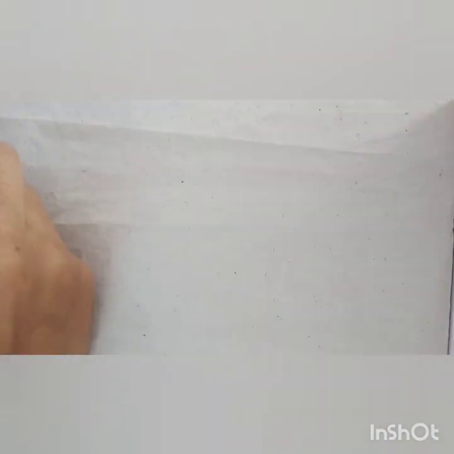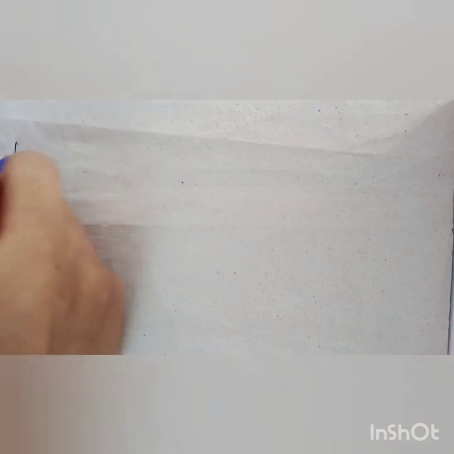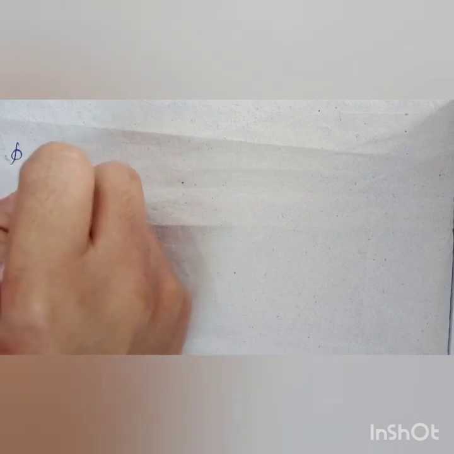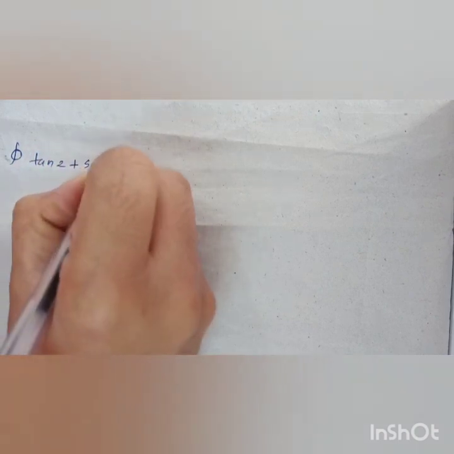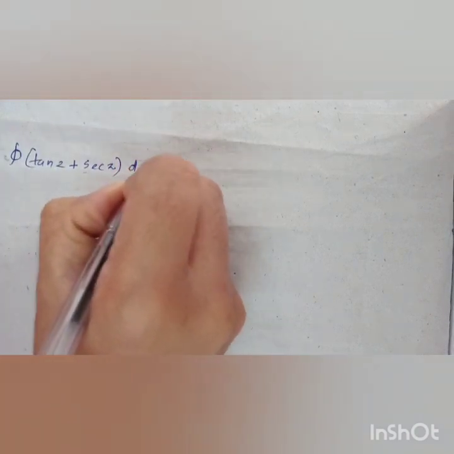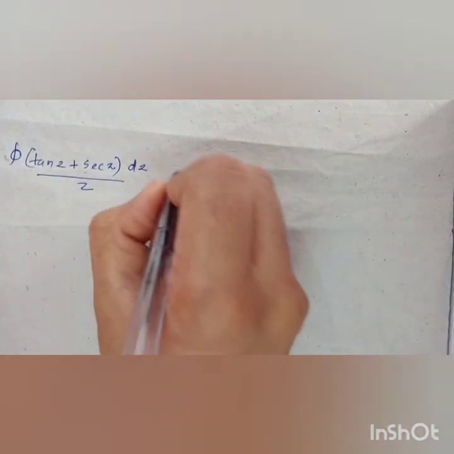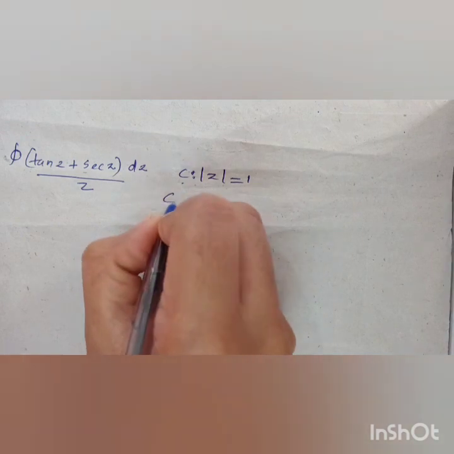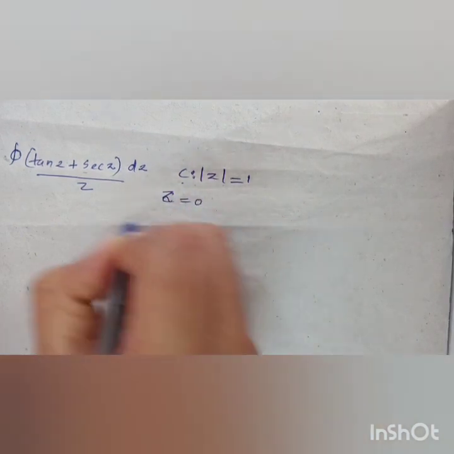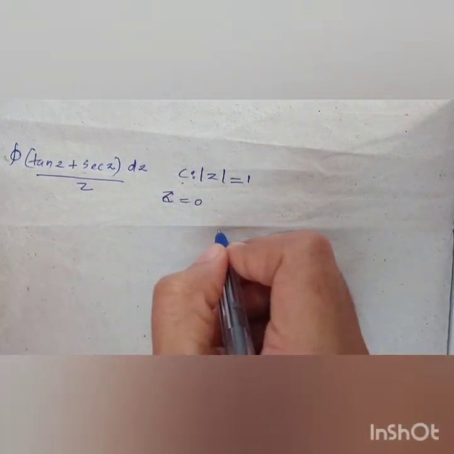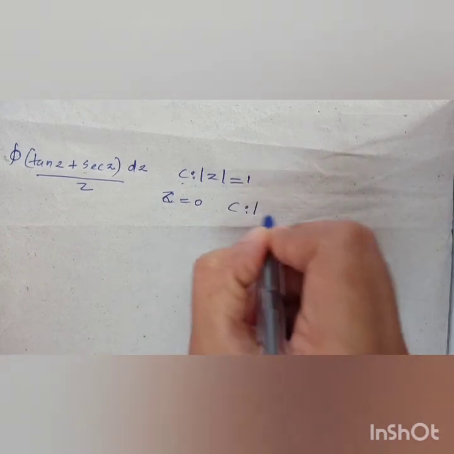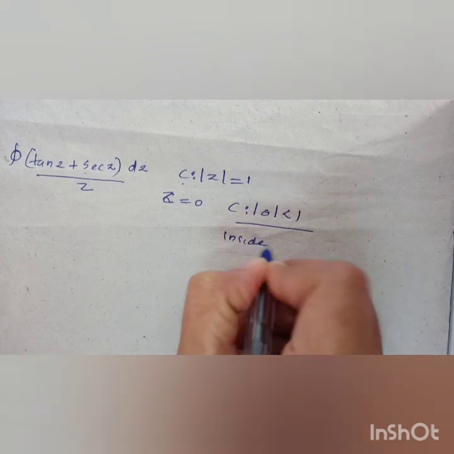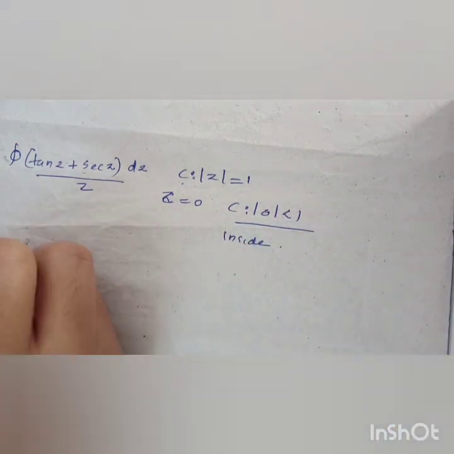Next question: the closed integral of (tan z plus sec z) dz divided by z, with C such that mod z is equal to 1. We know the singular point is z equal to 0. If you put the value of z in the contour, 0 is less than 1, so it is an inside point. Find the residue. It is a simple pole.